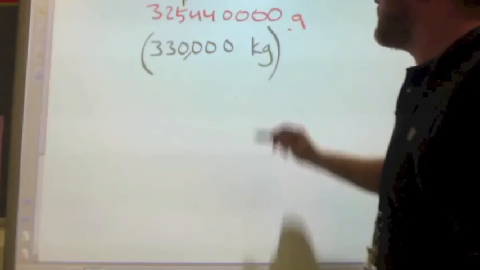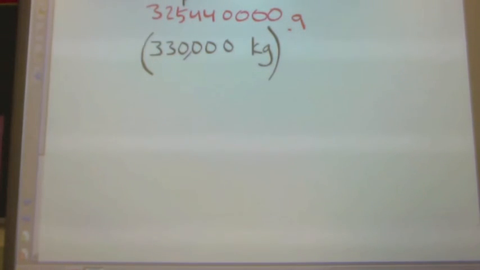All right, so that's our final answer. If you fill a giant dumpster with mercury, it's going to weigh 330,000 kilograms, which times 2.205, and that's pounds, 330,000 times 2.205, that would be 730,000 pounds. Very happy.